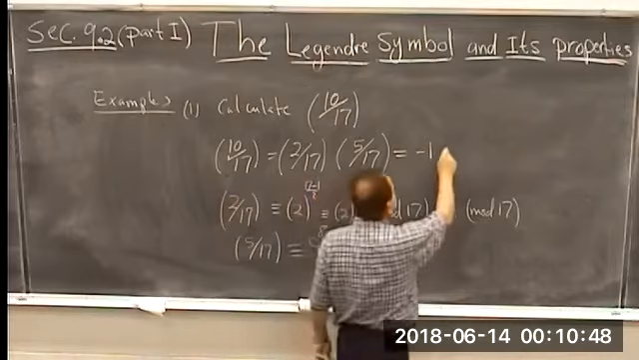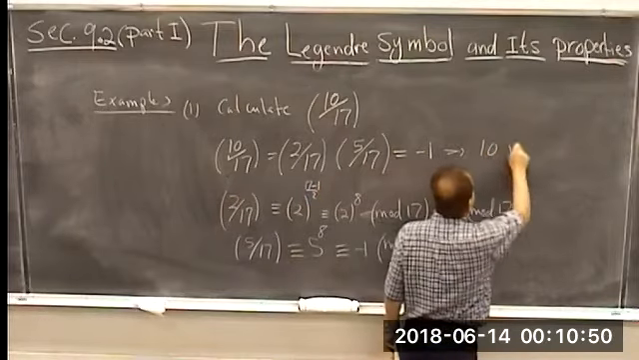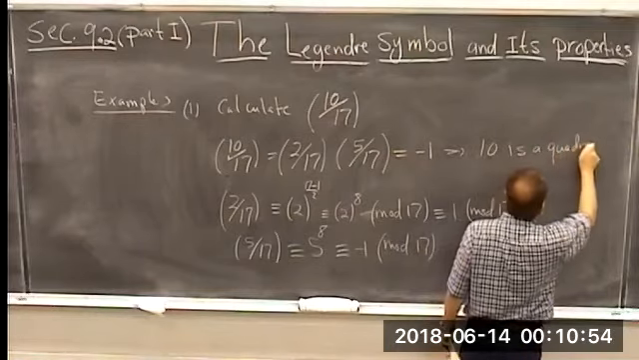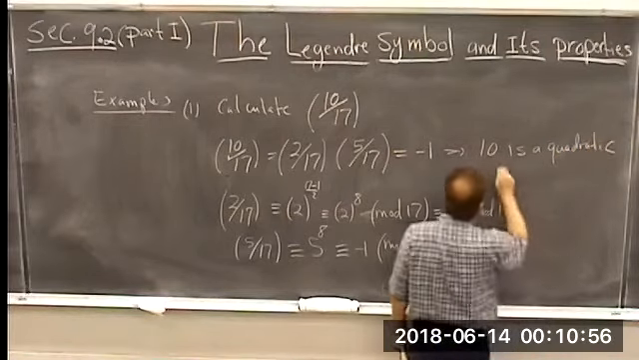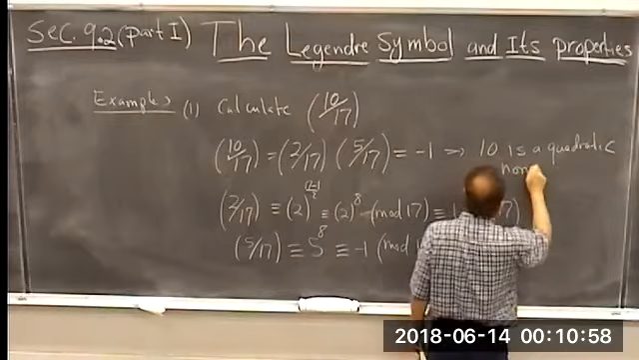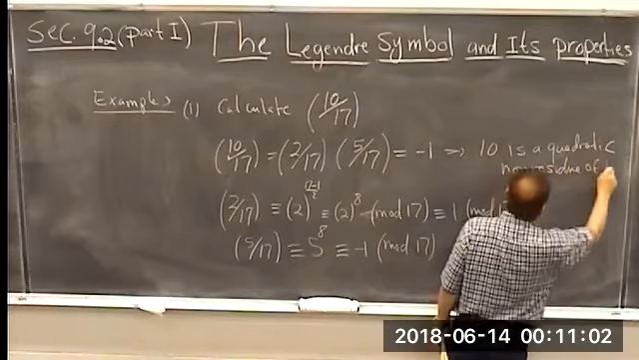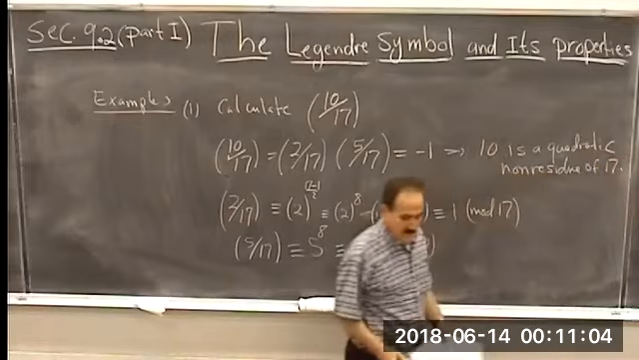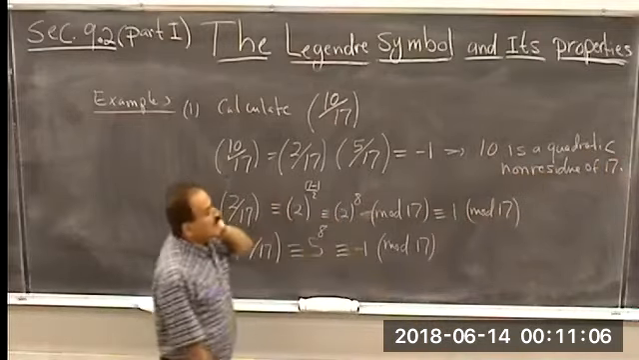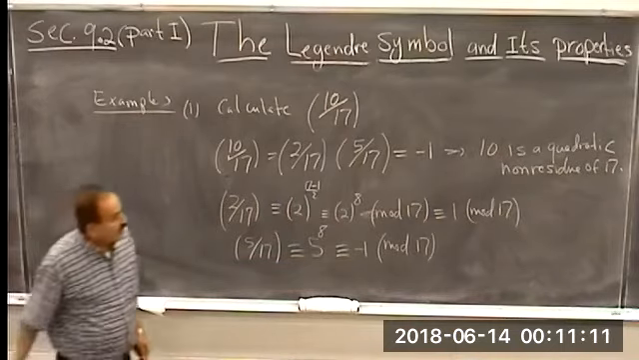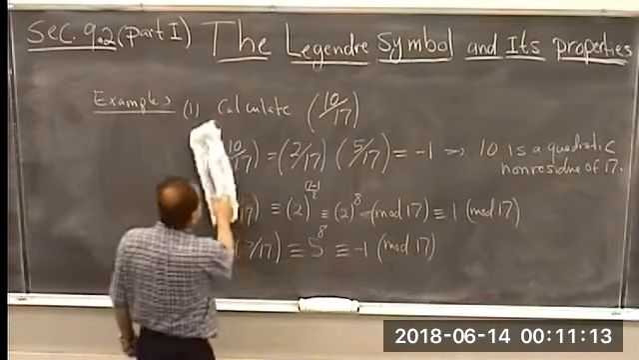Again, this implies that n is a quadratic non-residue of 17. So the equation x squared congruent to 10 mod 17 has no solution. All right? But let's look at another example.